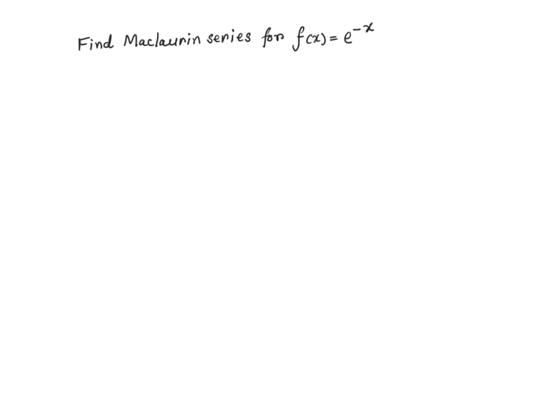In this video, I am going to find the Maclaurin series expansion for e to the power negative x. Maclaurin series, this is how it's written. f of x is equal to summation n equals 0 to infinity, nth derivative of f evaluated at 0, divided by n factorial, times x to the power n.